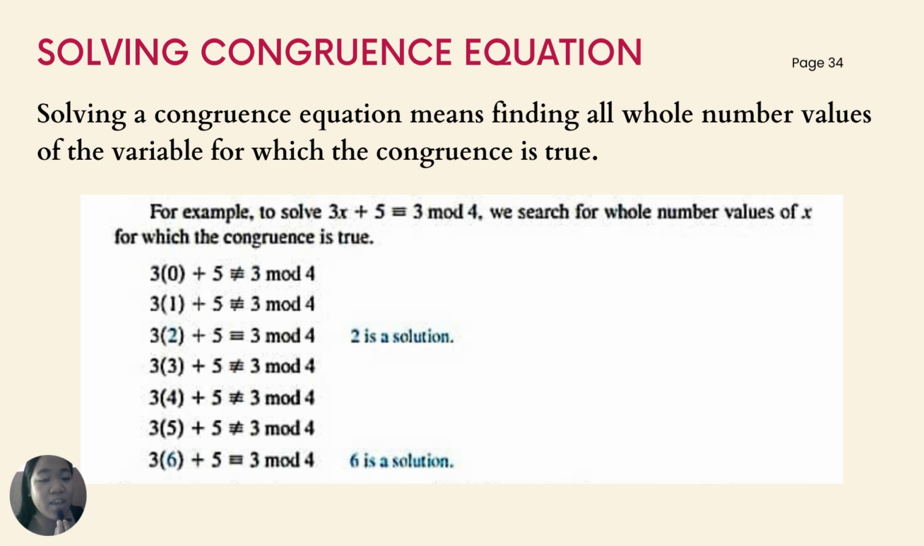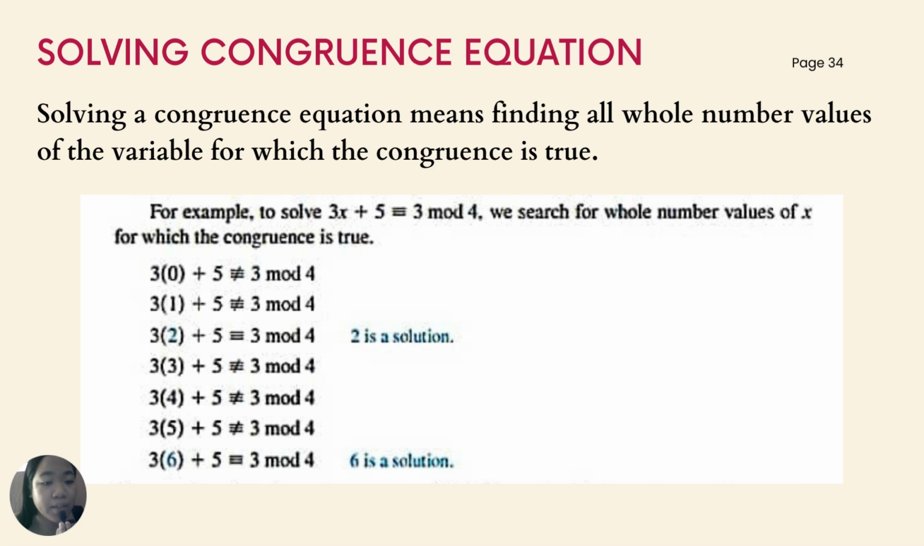Okay? Okay. In solving a congruence equation, it means finding whole number values of the variable for which the congruence is true. For example, class, to solve 3x plus 5 is congruent to 3 mod 4, we will search for the whole number values of x for which the congruence is true.